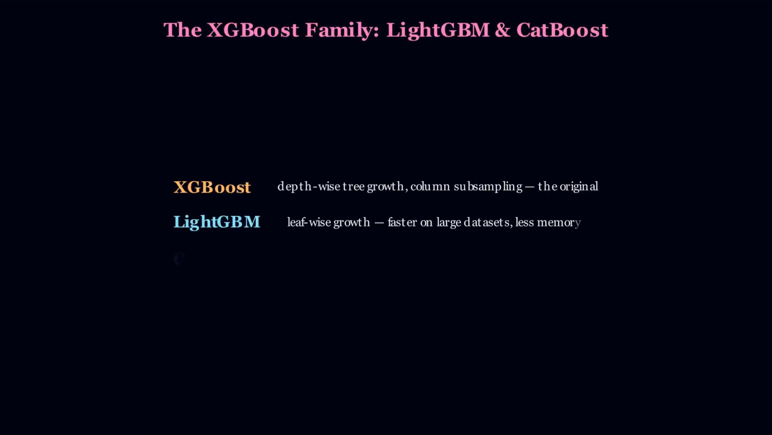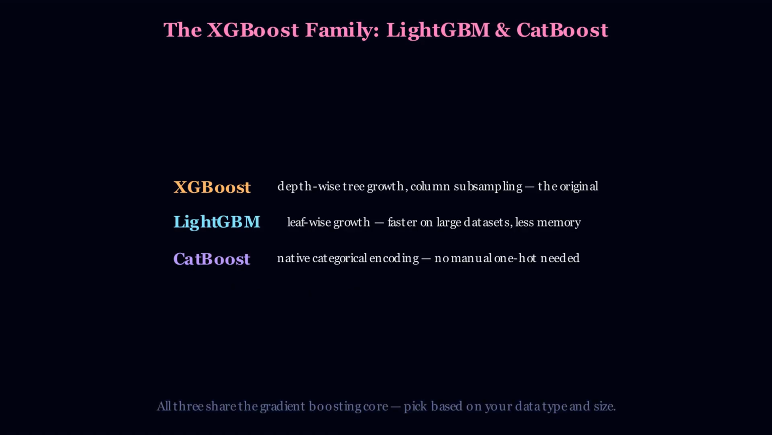XGBoost isn't the only gradient boosting implementation. LightGBM grows trees leaf-wise instead of level-wise, faster on large data. CatBoost handles categorical features natively, no one-hot encoding needed. All three share the same boosting core, the difference is engineering.